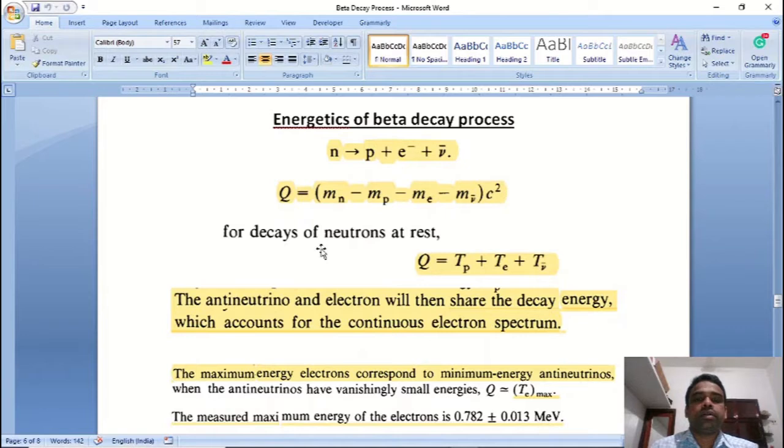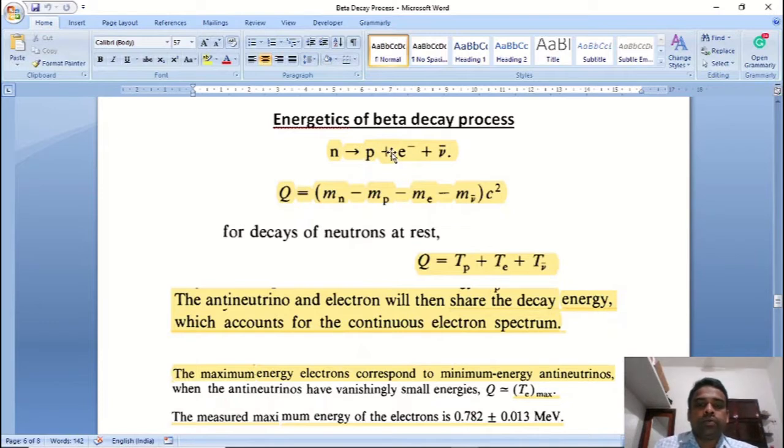Neutron changes to proton and it emits beta negative, plus antineutrino. Neutron decays into a proton, then a beta electron, then an antineutrino is associated with this process.